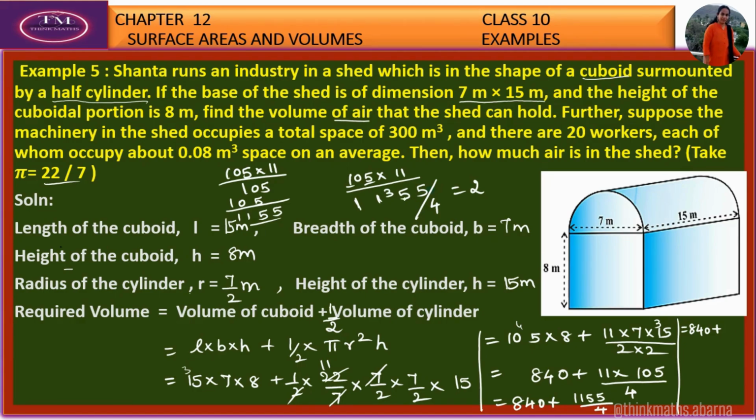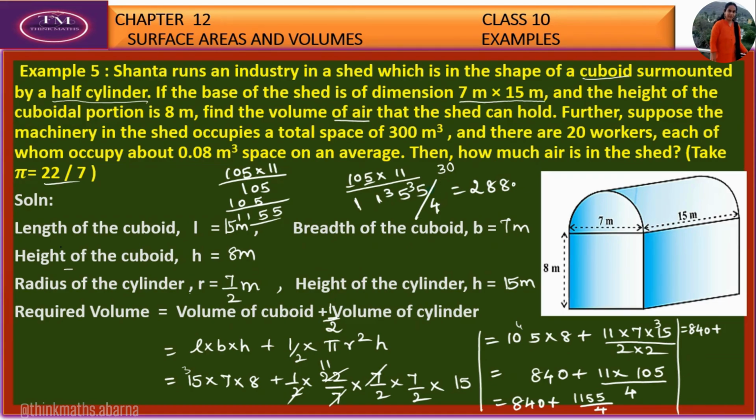So how many times is it 35? So 8 fours are 32. Again the balance is 3. Again 8 fours are 32. Again the balance will be 3. Add one 0 and put a decimal. So how many times is it divisible by 4?